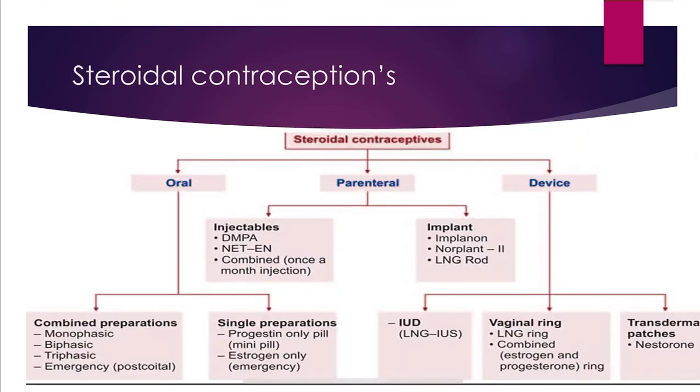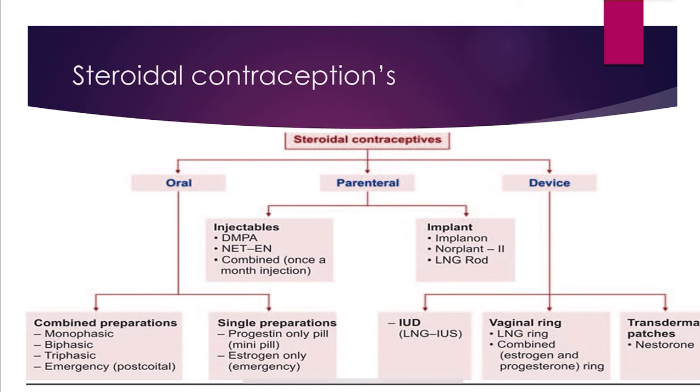Now let us move on to the steroidal contraception. Steroidal contraceptives are oral contraceptives, parenteral contraceptives or device contraceptives. So the steroidal are divided into oral, parenteral and device. Oral could be combined preparation, monophasic, biphasic, triphasic, emergency, postcoital. In emergency conditions, after postcoital, that is after sexual intercourse, they take oral contraceptives to prevent any unwanted pregnancy. So this is an emergency. During emergency we take oral contraceptives.